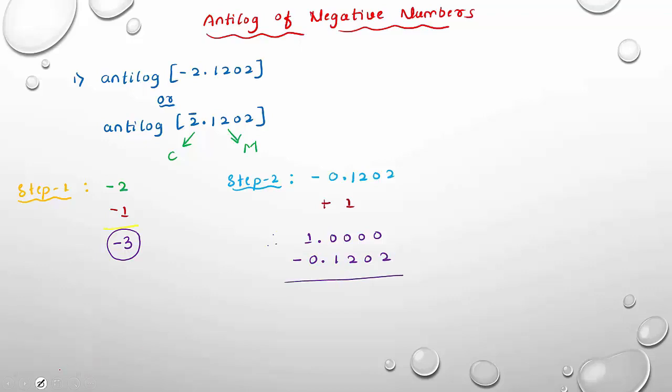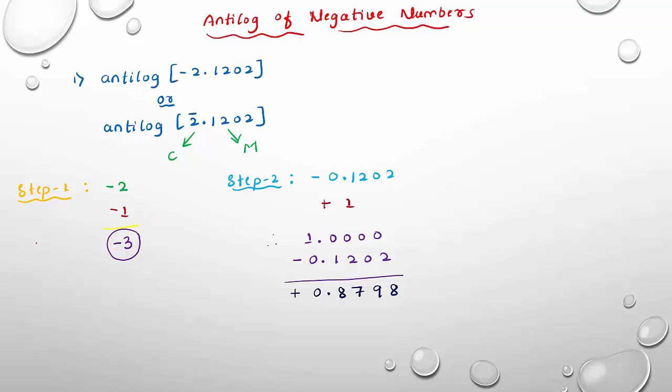So how much do we get here? Subtracting these two values, we got 0.8798. What is the value? 0.8798. It means now we got the mantissa in terms of positive. The negative value was converted into a positive value by adding plus 1 to the mantissa, and for the characteristic, minus 1. So we got the final characteristic minus 3 here.